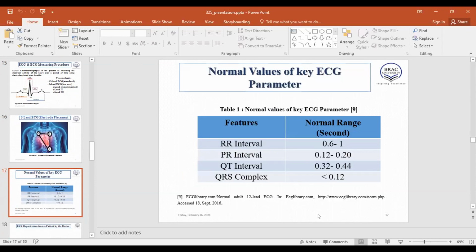Normal values of key ECG parameters are: RR interval, normal range in seconds 0.6 to 1.0, then PR interval 0.12 to 0.20, QT interval 0.32 to 0.44, and QRS complex is less than 0.12. The reference has been shown here, from which I have collected this data.